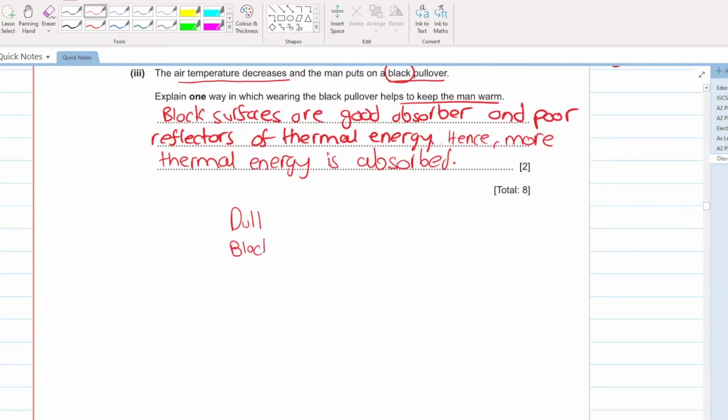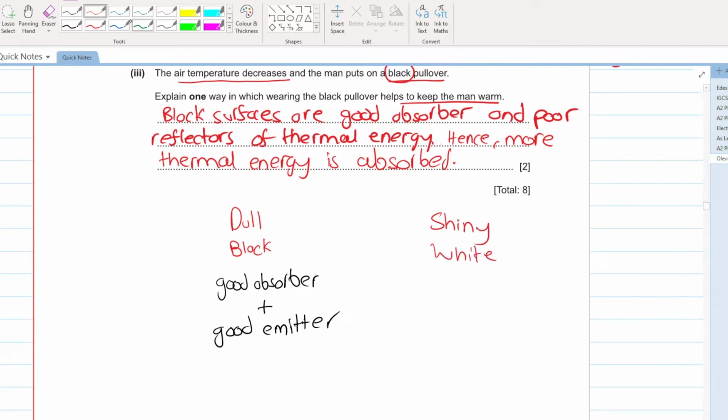If your surface is dull and black, this will be a good absorber and a good emitter. However, if your surface is shiny and white, then you will be a poor absorber and poor emitter. Simple as that.